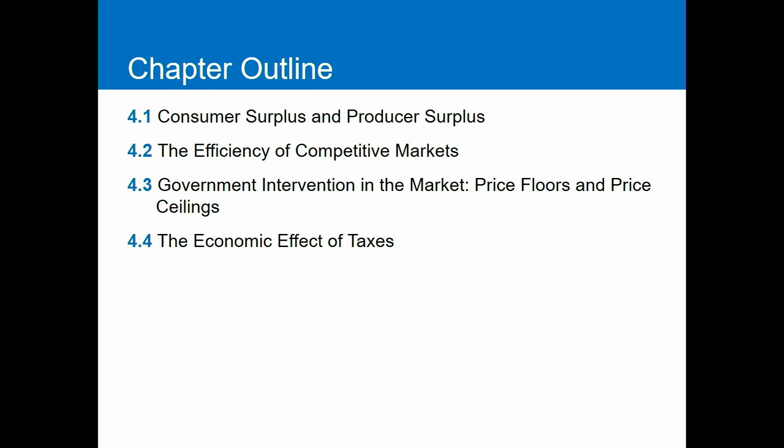Once we explore this efficiency, we'll look at government intervention in the market, specifically things like price floors and price ceilings, but we'll also look at the black market as well. And then finally, we'll look at the economic effect of taxes. This is going to be important because we're going to use this in the next chapter as well.